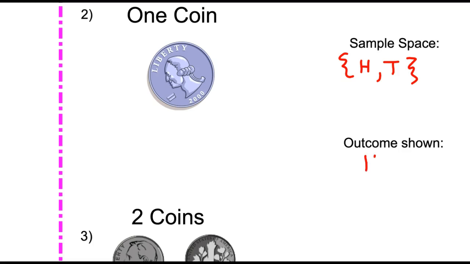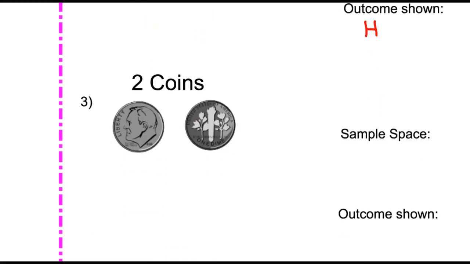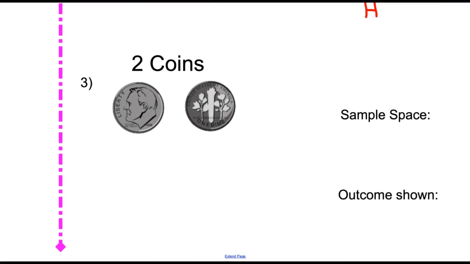Outcome shown here, heads. If you flip two coins, what's the sample space for two coins? You could have heads, heads. You could have heads, tails. You could have tails, heads, or tails, tails. In this case, the outcome shown is heads, tails.